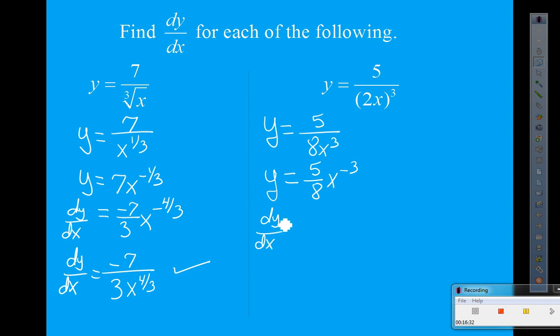The derivative of the function of y with respect to the variable x is, bring down the negative 3. So I'm going to get negative 15/8 x to the negative 3 minus 1, which is negative 4. Since we just said negative 4, I'm going to put it in the denominator. And there's my derivative, my slope of the tangent line, wherever I want to find it. I got a couple more before I switch gears just a little bit.